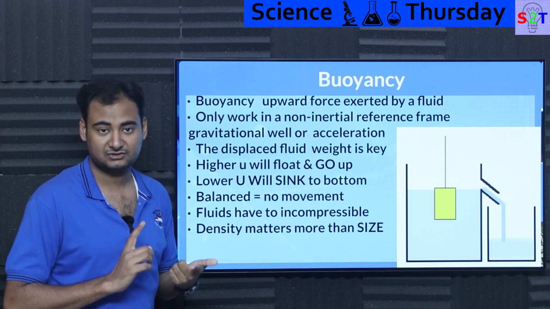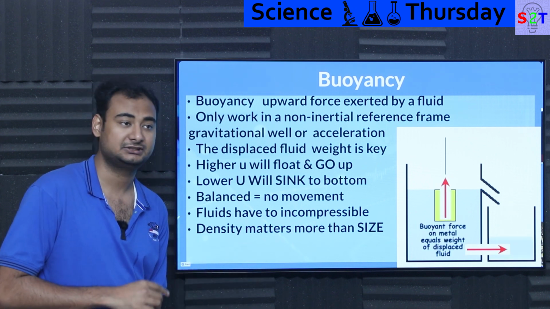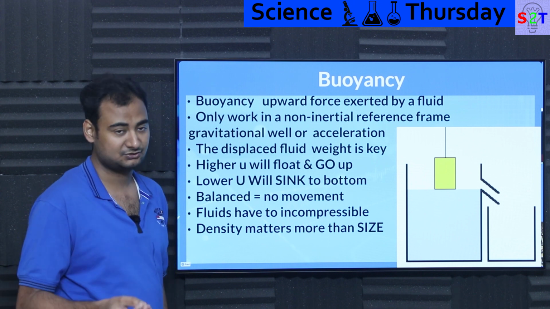Now the liquid could be anything. It does not have to be water. It could be alcohol. It could be ethanol. It could be whatever else you think about. It just has to be a fluid.